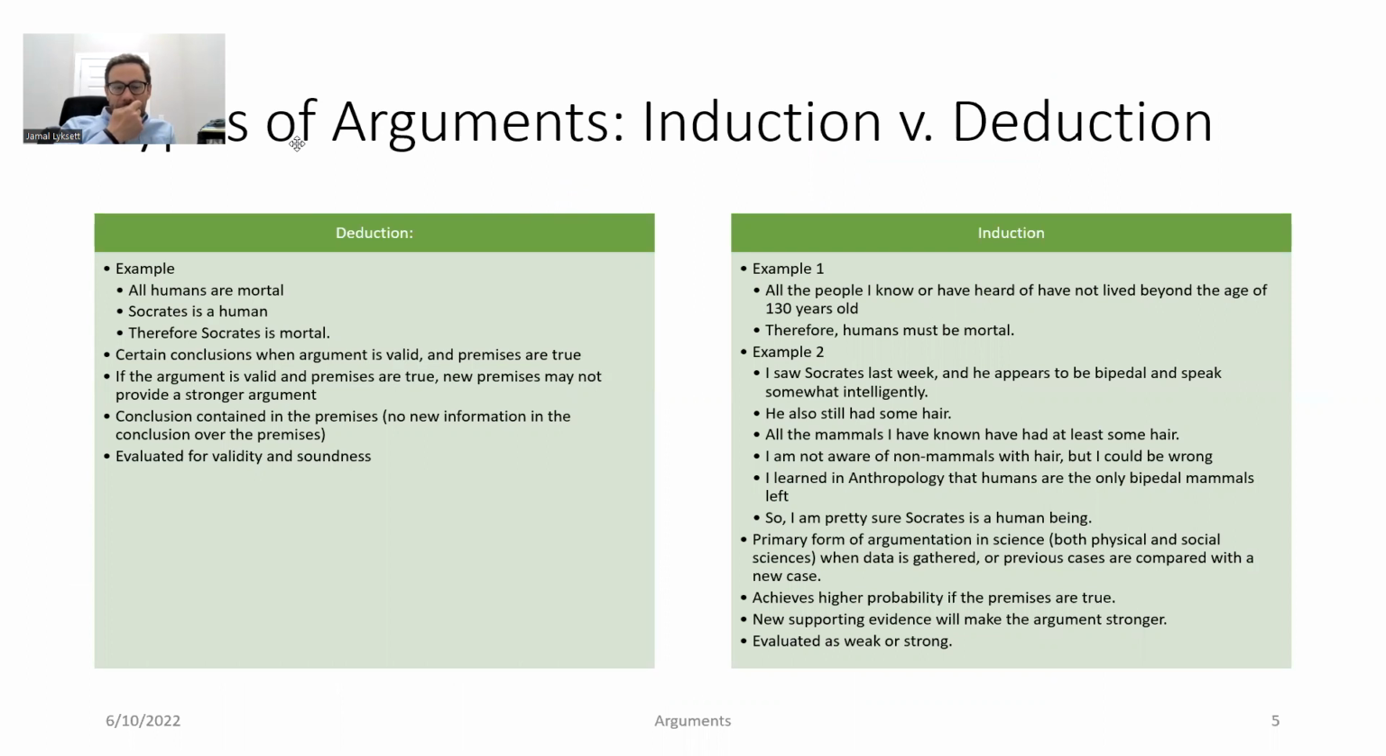Just some examples. So deductive arguments: all humans are mortal. Socrates is a human. Right? Therefore, we draw the conclusion that Socrates is mortal. We get a certain conclusion when the argument is valid, right? What I mean by that is it's certain that if those premises are true, the conclusion is going to be true.